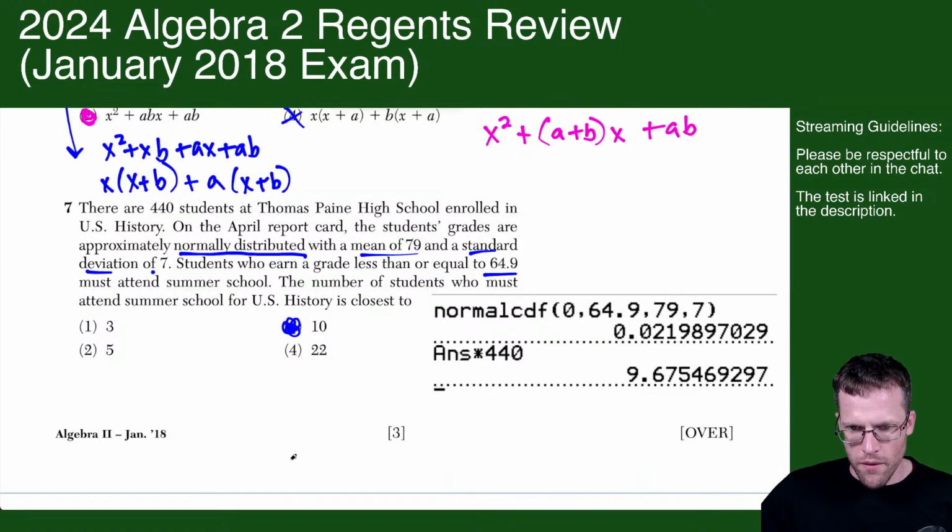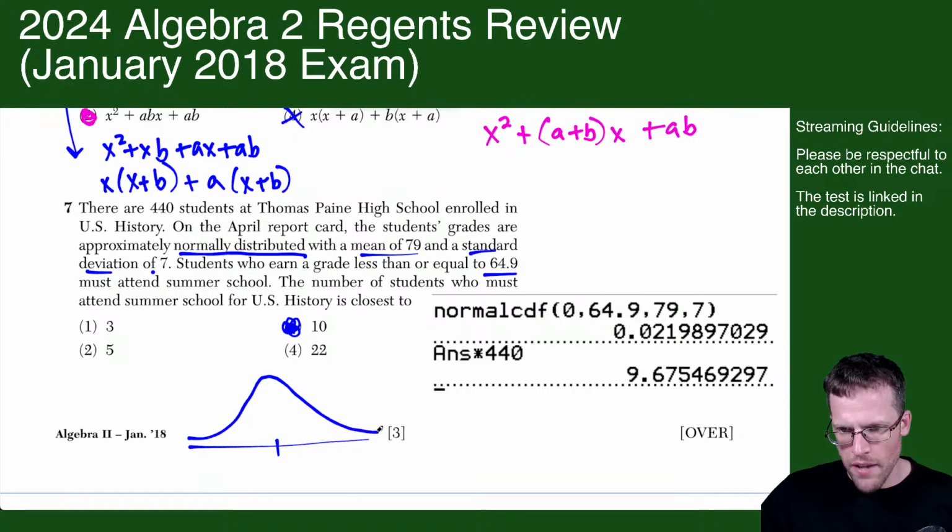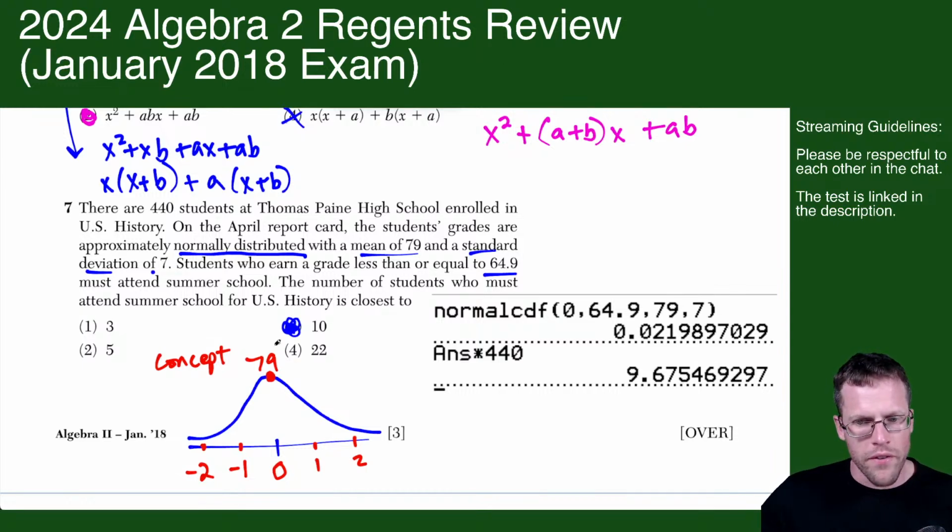Now, one thing I want to point out is if you're like, what on earth just happened? What does that mean? Remember, the calculator just does the magic, but here is the concept. This is the average. They're saying the average is a 79. And the standard deviation, so 1 standard deviation, 2, and it's a standard deviation of 7. So if I do 79 plus 7, that's 86. And then plus another 7 is a 93. If I go minus 7, I get 72. Minus another 7 is going to put me at 65.